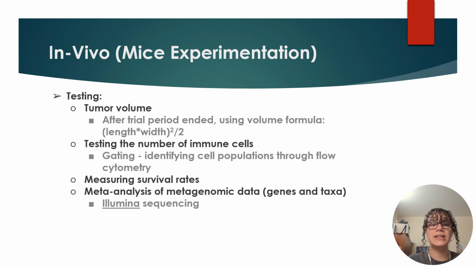Now for the testing. They tested the tumor volume after the trial period ended using the volume formula. They tested the number of immune cells via gating, which is identifying cell populations through flow cytometry. They measured the survival rates, and they did meta-analysis of metagenomic data looking at the genes and taxa via Illumina sequencing, which, as we know, is greatly useful in analyzing microbial diversity through its high throughput capabilities, which we learned at the beginning of this course.